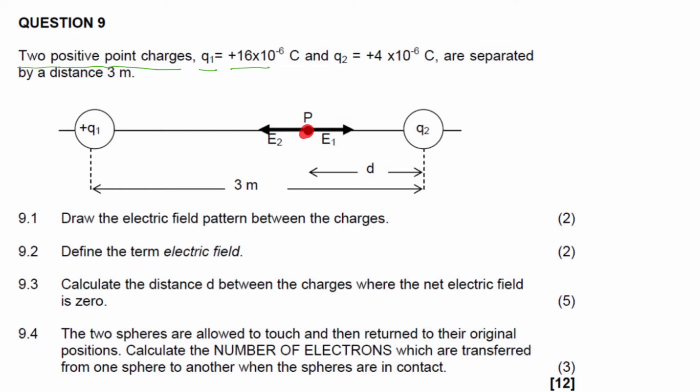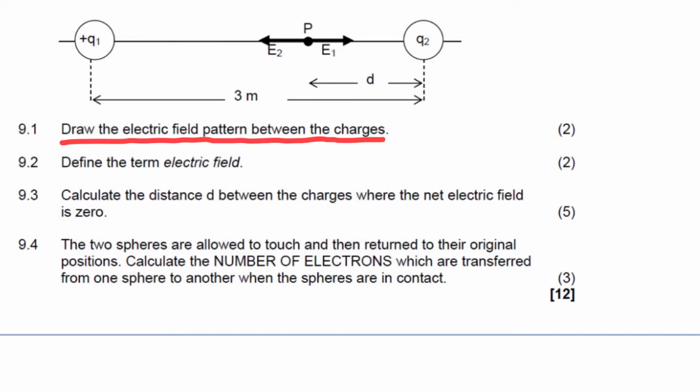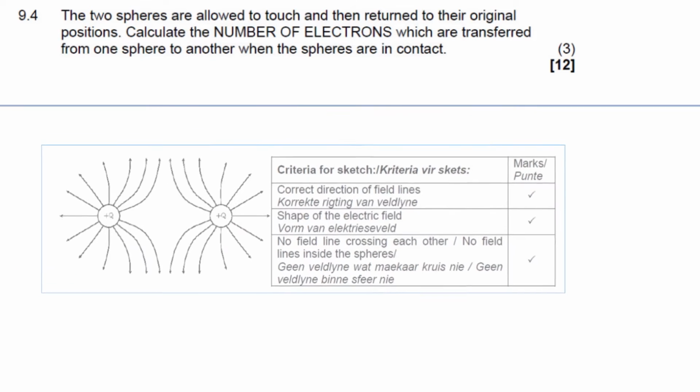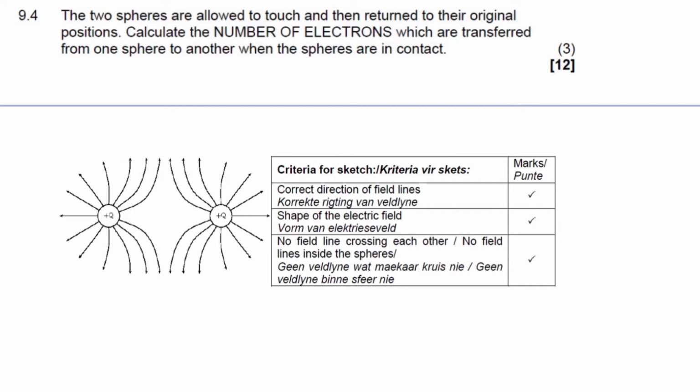They are separated by that distance, right? And there's a point P between the two charges. There's no charge there, no electron, it's just a point, right? Now in 9.1 it says draw an electric field pattern between the two charges. They're both positive. The electric field pattern is going to be something like that, guys. And this is 9.1. Because they're both positive, it's going to be like that.